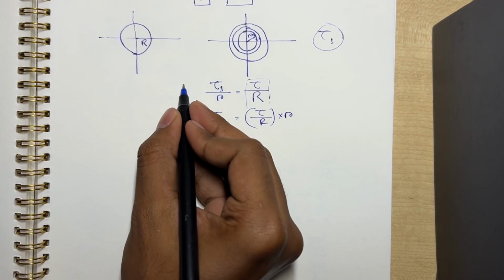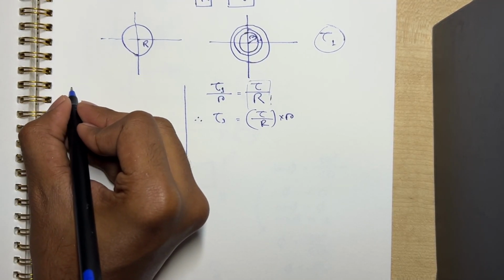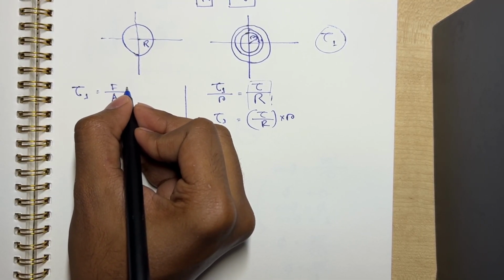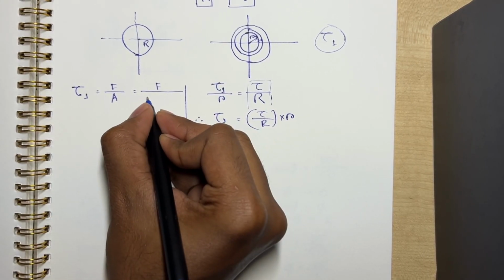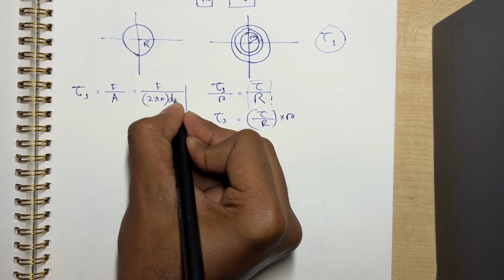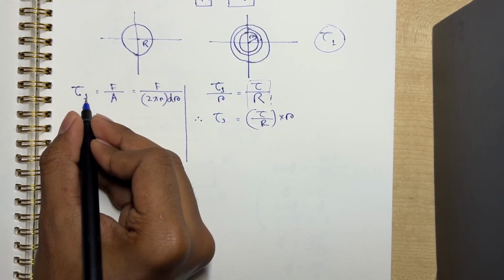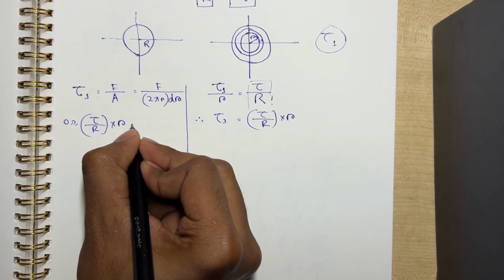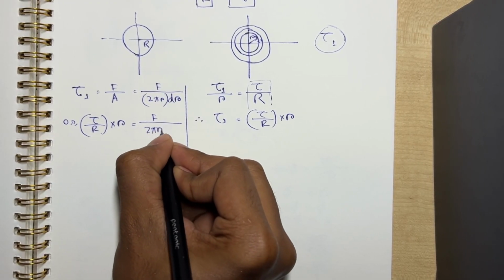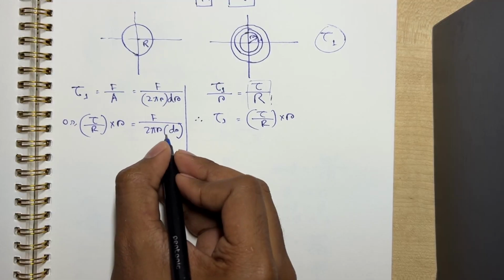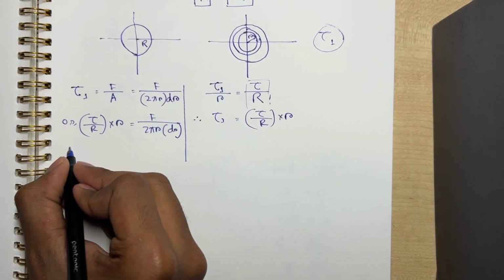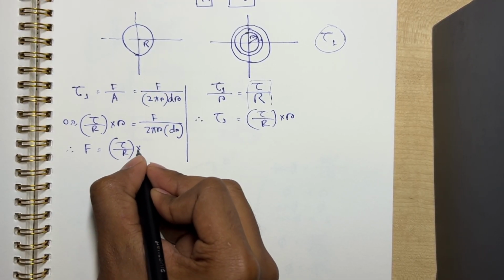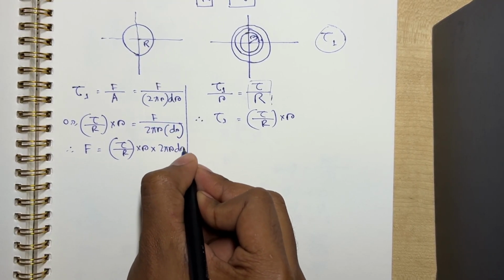Now at the same time, we know that shear stress, which is tau 1, is F by A. F is the force applied. So we will rewrite it as F by area, and the area is 2 pi r into dr. We'll substitute the value of tau 1 from here, which is tau by r into r, equals F by 2 pi r dr. So we will get F in terms of r. If we write F from here, it will be tau by r into small r into 2 pi r dr.